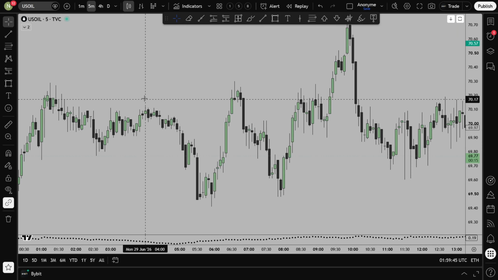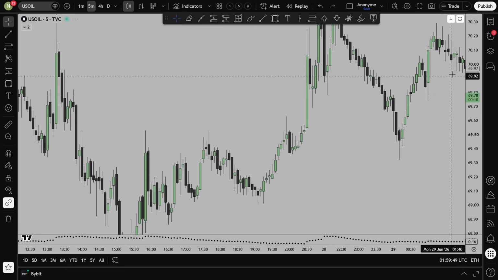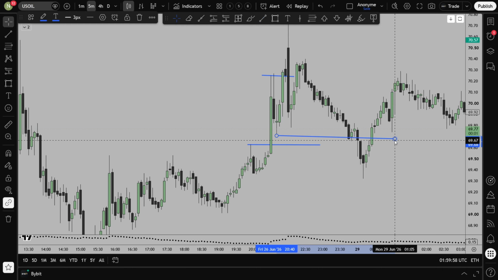Okay, so let's see some examples that it's not working every time. Just look at this. BOS here, oh, this is a great example.